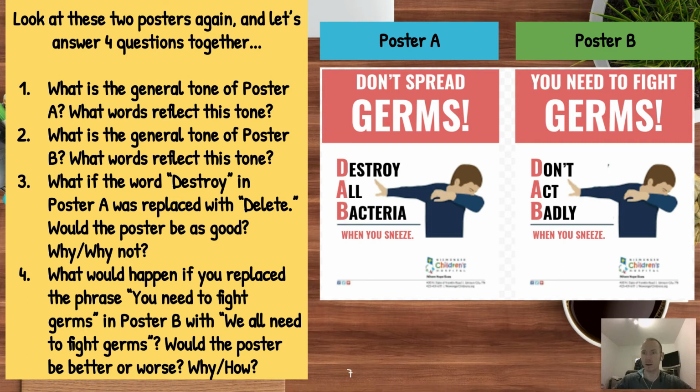Why and how? So if this said, we all need to fight germs, don't act badly when you sneeze, that's still a little bit accusatory. It still feels like you're the one being attacked, but at least it's more of a group effort. The pressure is on everybody to work together to make sure that you're not spreading germs when you sneeze. I wouldn't say it's a 100% fix, but it's at least something different, and not quite as negative.